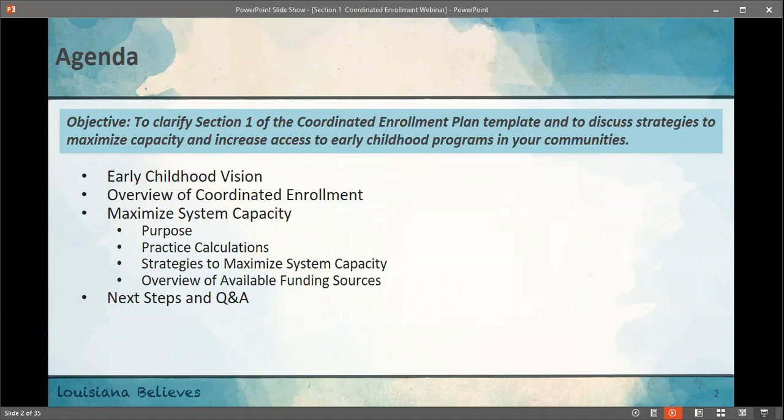And so today, we're going to go over the early childhood vision. We're going to provide an overview of coordinated enrollment. And then we're going to really dig into that maximize system capacity section. So we'll talk about the purpose of that section. We'll practice the calculations that you're required to do in that section. We will then talk about strategies to maximize system capacity that you can actually begin using. And then we'll give an overview of available funding sources.